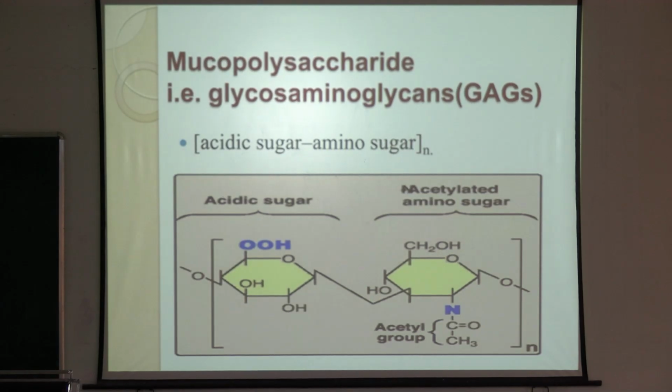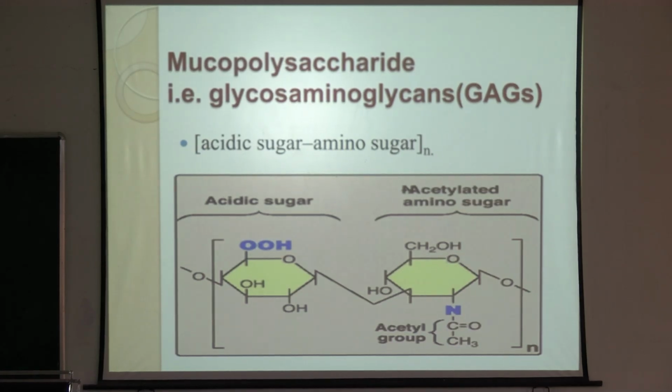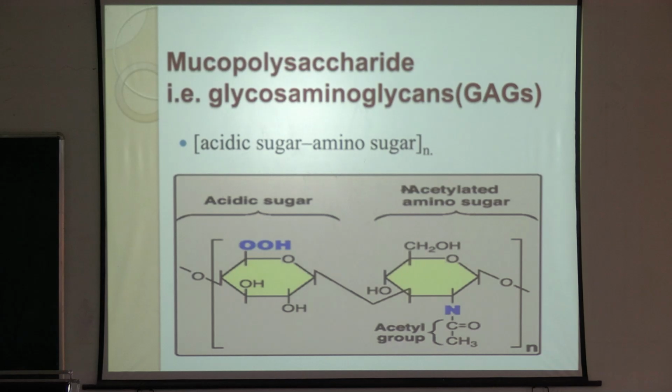Now coming to mucopolysaccharides or glycosaminoglycan. This is the most important part of today's lecture, that is glycosaminoglycans.